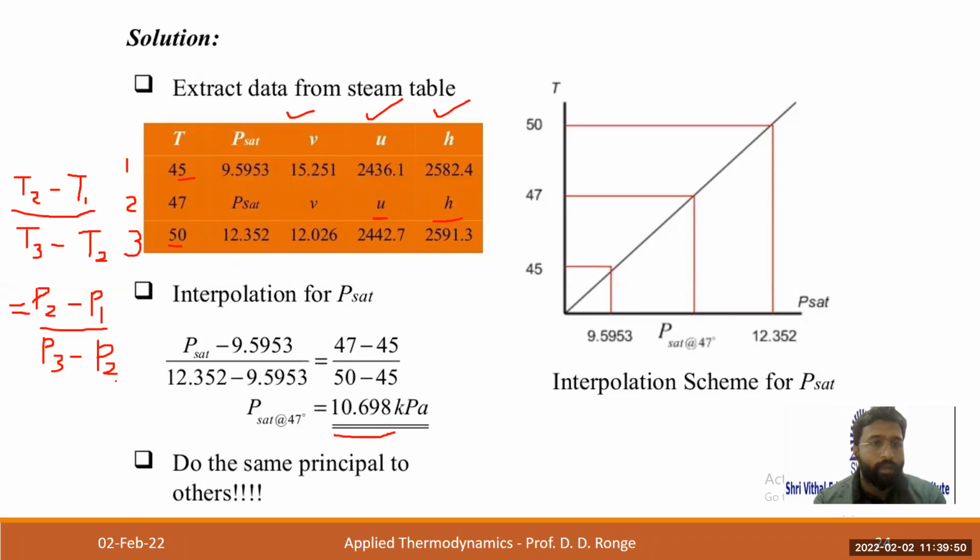So just you have to put the values. The temperature values are all known. For pressure, you only know P1 and P3. You don't know P2, so you have to calculate the P2 value. Simple math, it is there.